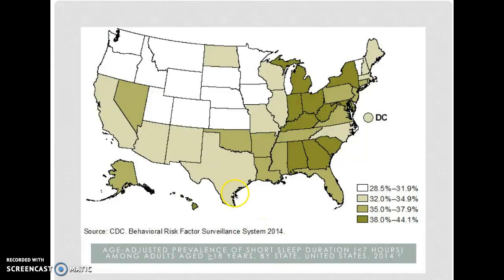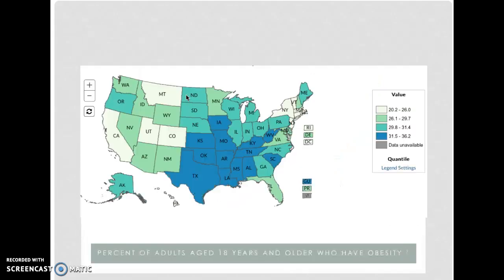You can see in the map here that it is the southeast region that tends to have the most sleep deprivation versus the northwest. And this is the map of people aged 18 and older who have obesity. Again, the southeast tends to have the highest rates of obesity, just like sleep deprivation.